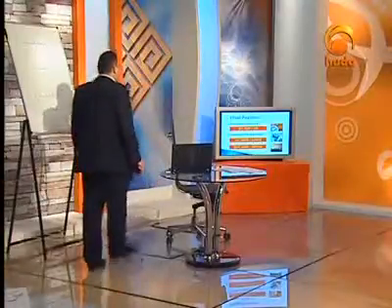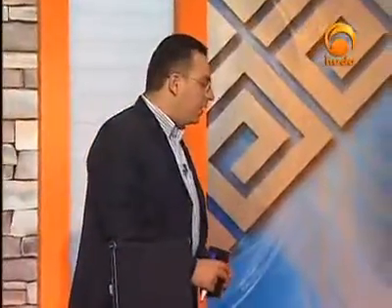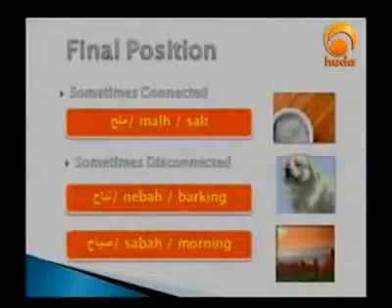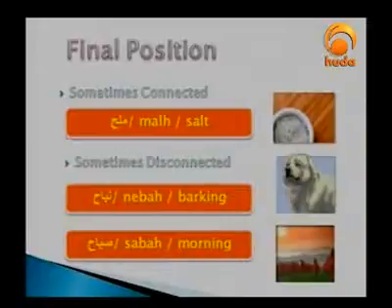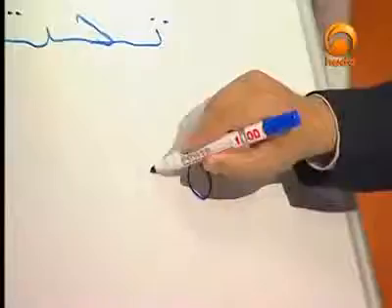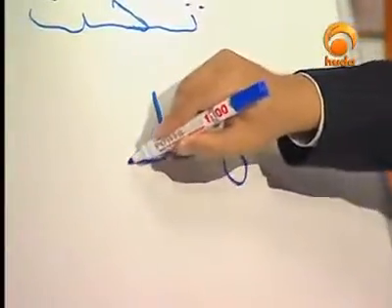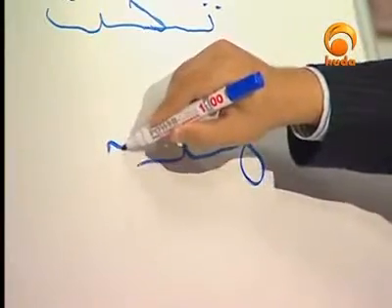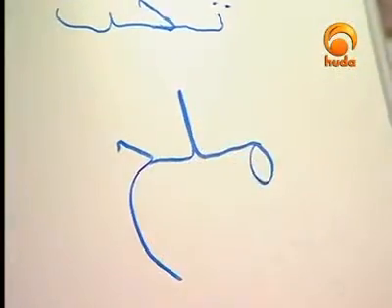Final position, sometimes connected like melh, which means salt, and sometimes it's connected like nibah or sabah. Let me just try that again. So here is that. When it comes to, for example, the word melh, which means in English salt, here is that. We're going to discuss more about ma in the following episodes. Here we have lam, and that is my point for ha. Here is that. Can you see that?